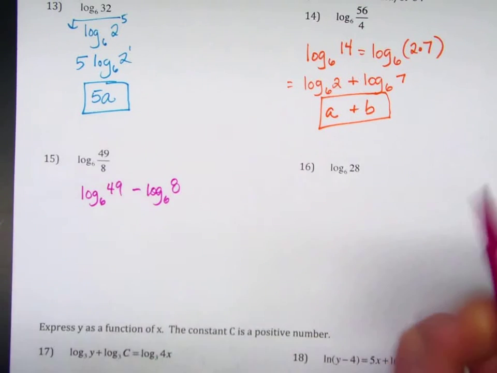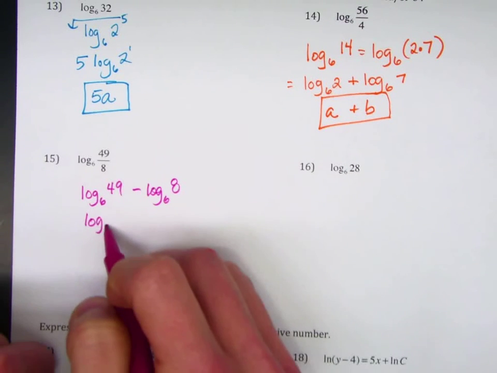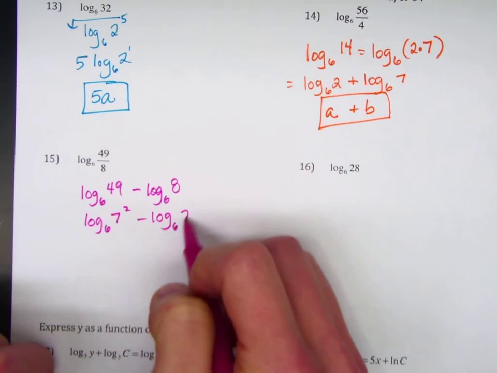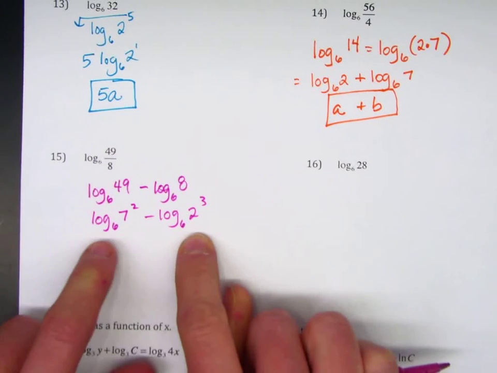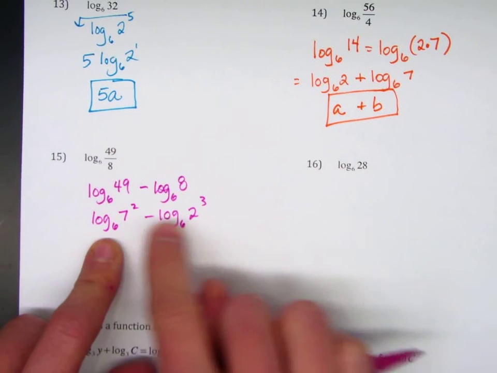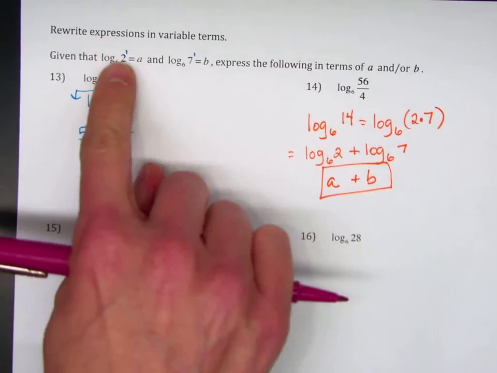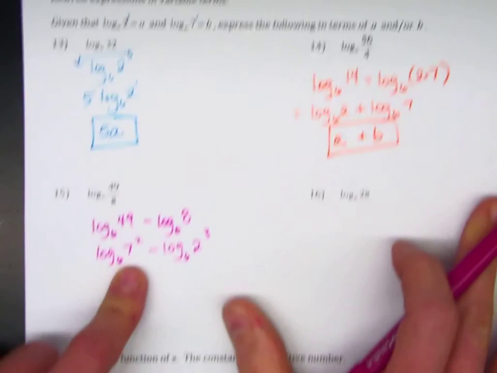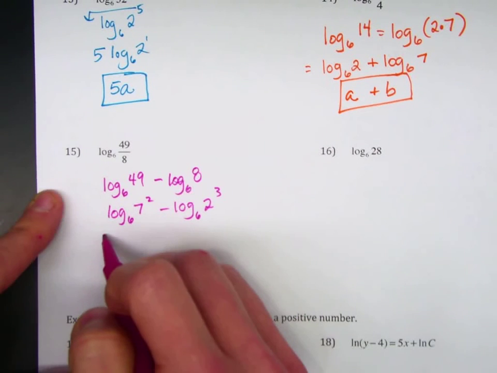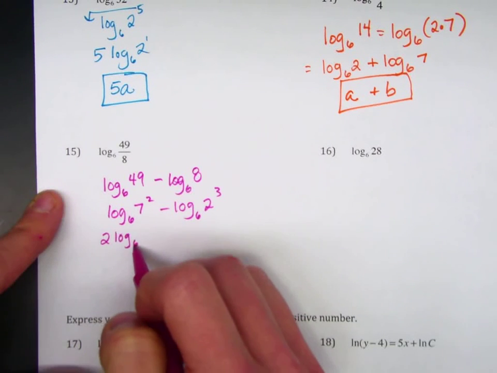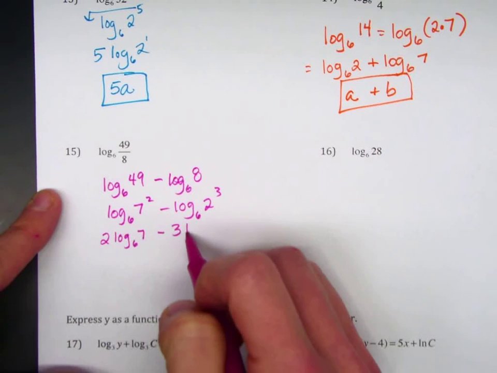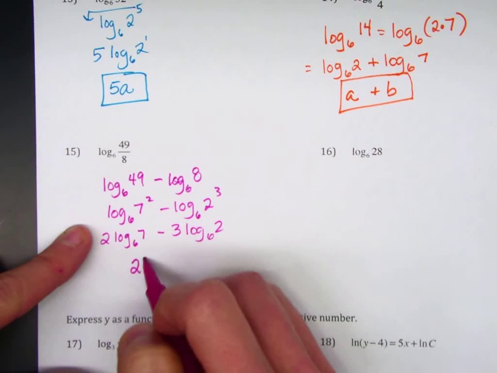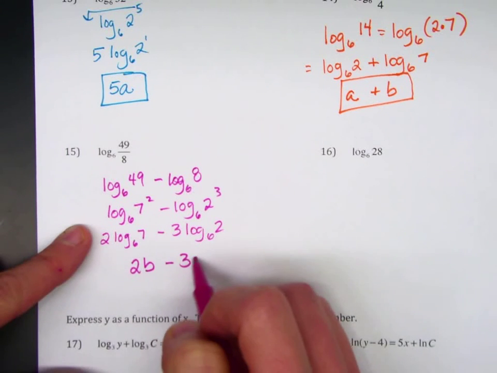Okay, 49 is log base 6 of 7 squared, and then this is log base 6 of 2 cubed. Again, this is not b squared minus a cubed, because we need to make sure we have the 2 and the 7 to the 1st power. So you have to use the power rule here. So we get 2 log base 6 of 7 minus 3 log base 6 of 2. And now we can say 2b minus 3a.